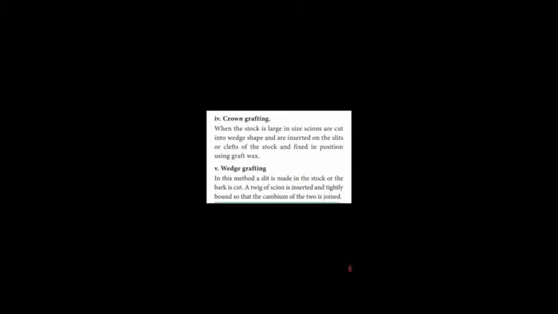So wedge shape, and it is inserted in the slit of a stalk or a cleft of the stalk and fixed in position using the graft wax. So we have to take different thicknesses of stem portion. The stalk has the large thickness of wood, and the scion is cut into a wedge shape, that means a triangle shape.